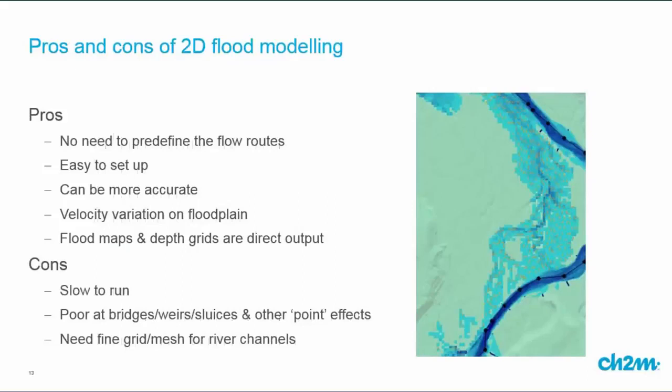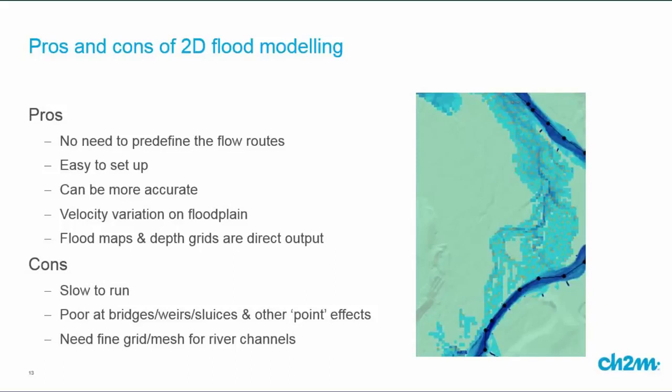So, what are the pros and cons of 2D modelling? Well, some of the good things about it is you don't need to predefine the flow routes. It will calculate the flow routes across the domain using the information within the terrain model and the momentum of flow. It can be very easy to set up a purely 2D model. It can be very accurate. You do get a velocity distribution across the floodplain.